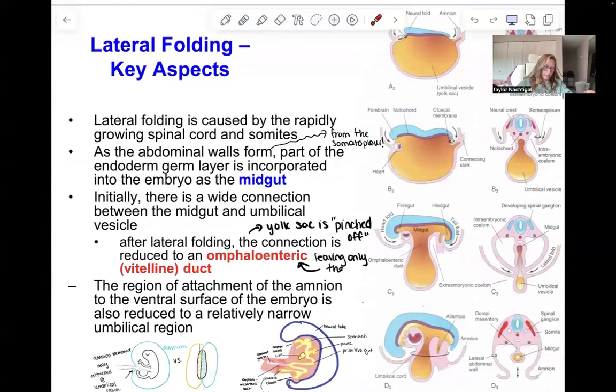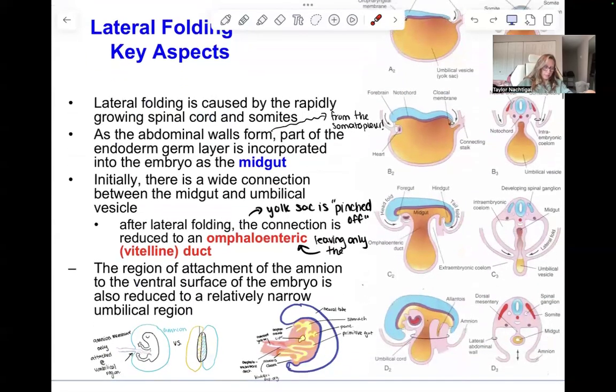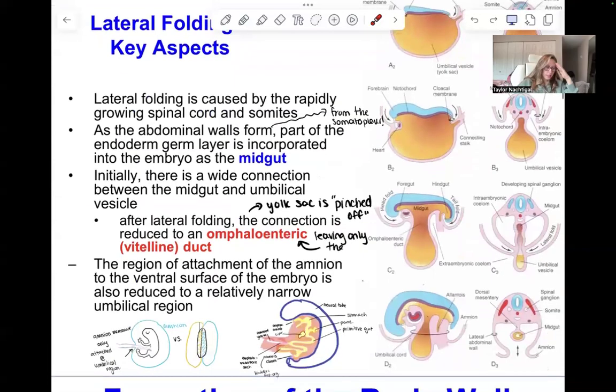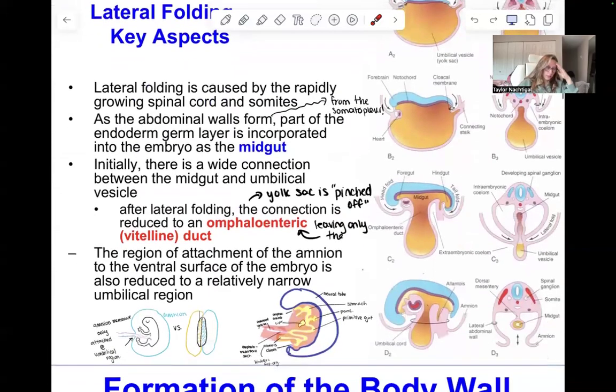I'm just going to skip over lateral folding. Maybe I'll just hit some of these highlighted words here because I don't want to go too much in depth of what this looks like. We've already sort of covered that. Again, we see the endoderm incorporated now into the midgut.